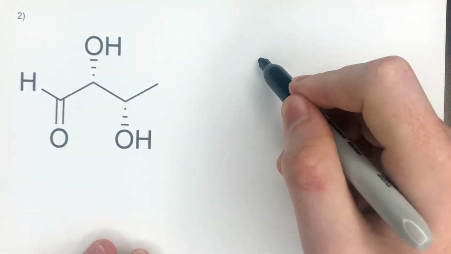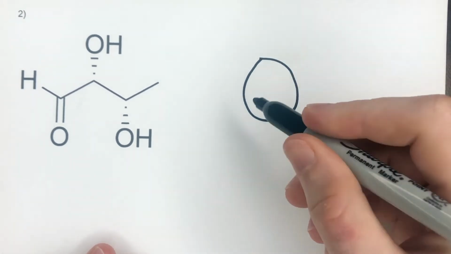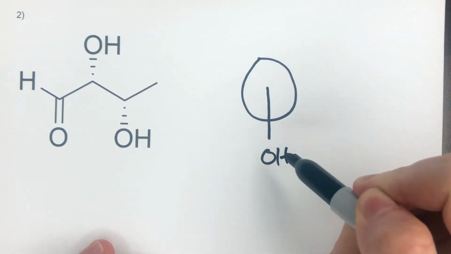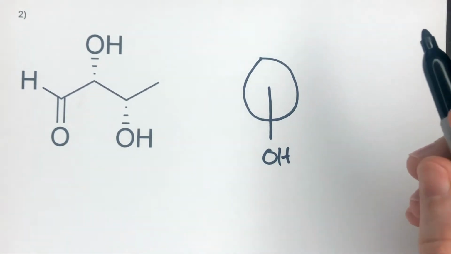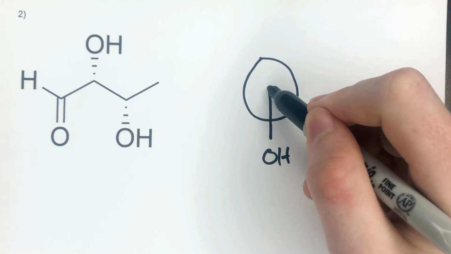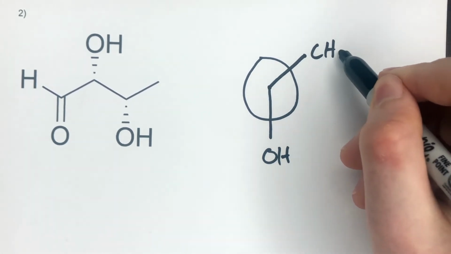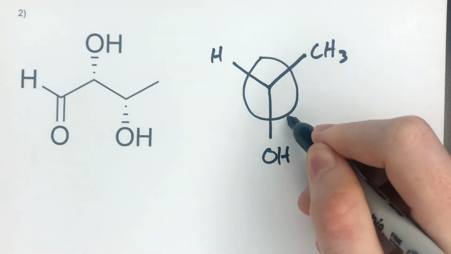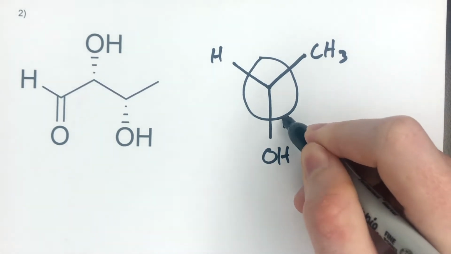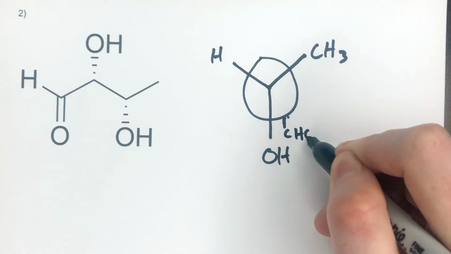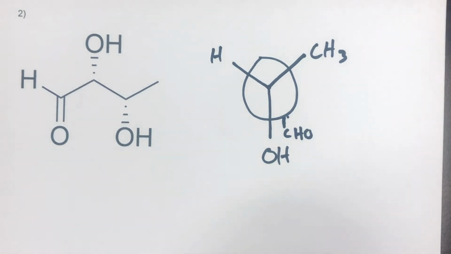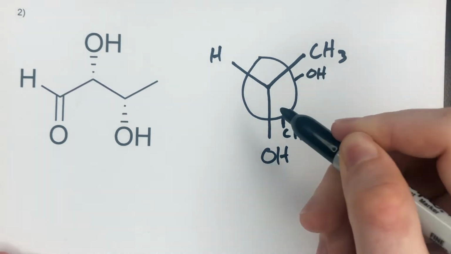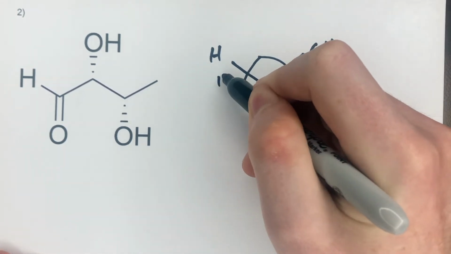here. So our OH was at the front carbon and it was down. And then our methyl group was to the right. And the hydrogen was to the left. And then our aldehyde was eclipsing the alcohol, so CHO, that's our aldehyde. And then we had the alcohol in the back eclipsing the methyl group, and then the hydrogen eclipsing the hydrogen.